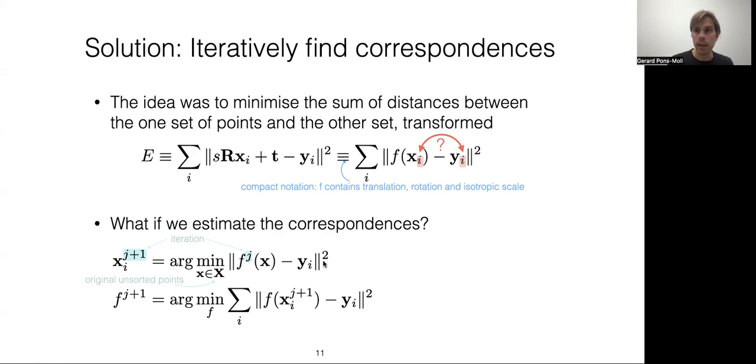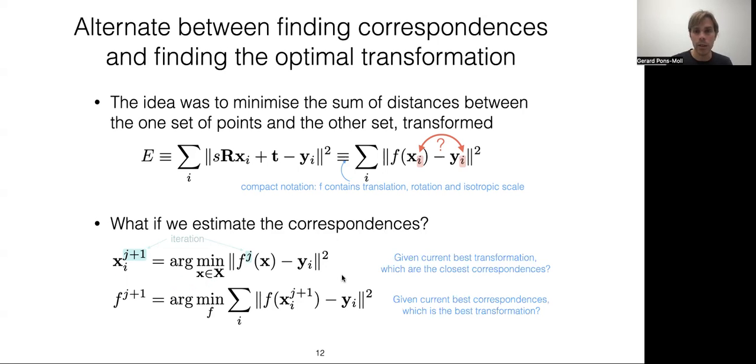Okay, so we could alternate this, and essentially, given the current best transformation, what are the closest correspondences? And in the second step, given the current best correspondences, which is the best transformation? So this is basically the essence of the iterative closest point algorithm.